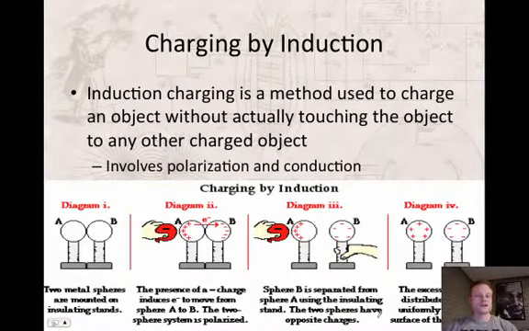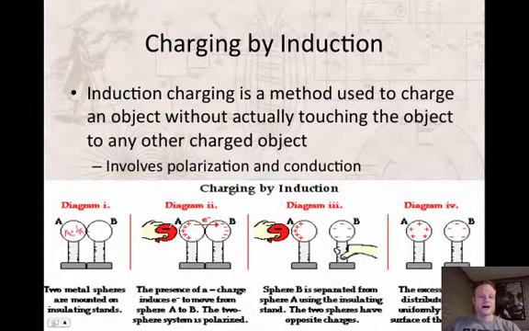The second way you can charge an object is charging by induction. Induction is basically a method used to charge an object without actually touching the object. This involves polarization, which was discussed in the previous lesson. Here we have two metal spheres mounted on insulating stands. Both of them are metal, and they're touching each other.